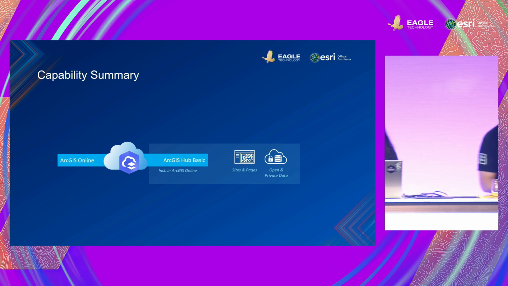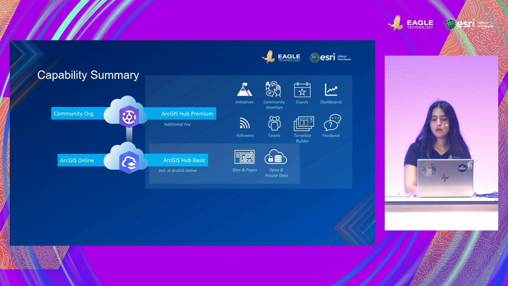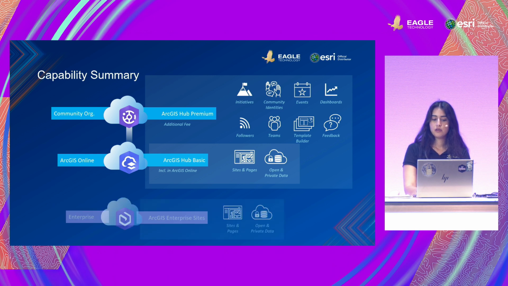Cool. So to wrap it all up, just as a summary, with Hub Basic, you can create sites and open data portals. And with Hub Premium, you can start involving external people so they can follow your sites, they can attend events, they can see projects, be part of teams, have discussions, and more. And lastly, just to mention it, enterprise sites, which has the same functionality as Hub Basic, but in an enterprise environment.